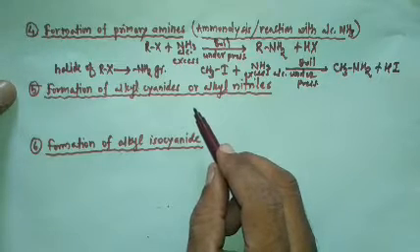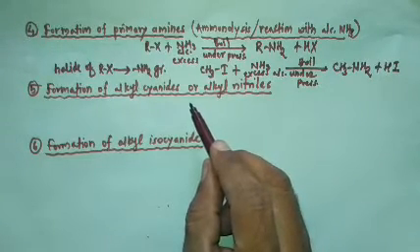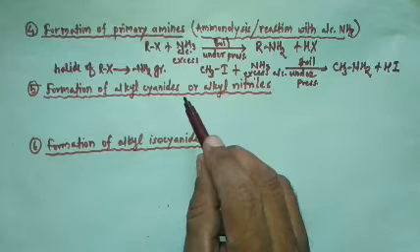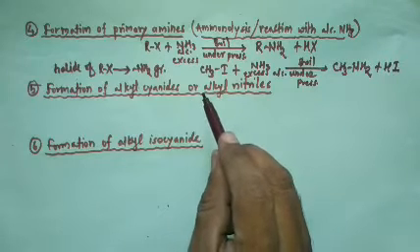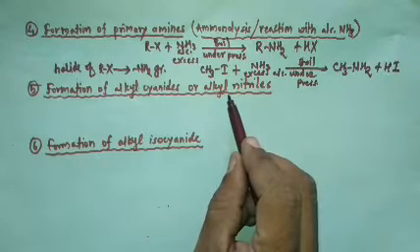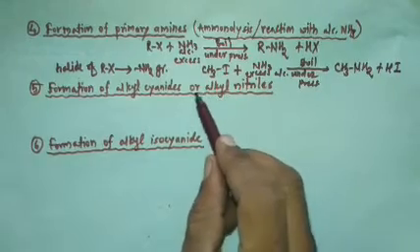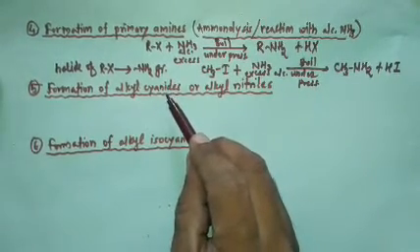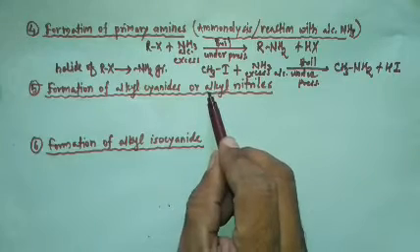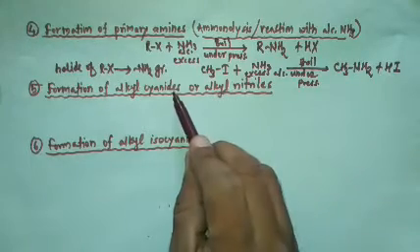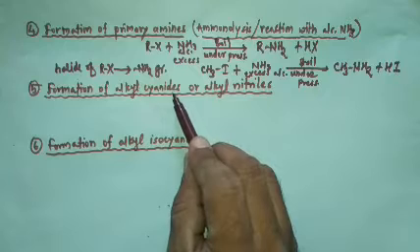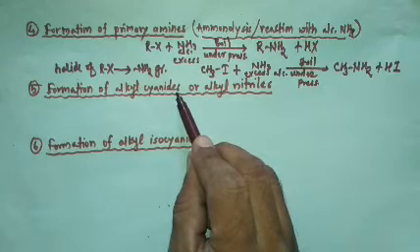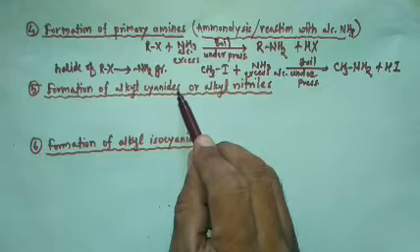Then the next reaction is formation of alkyl cyanide or alkyl nitride. You please remember that alkyl cyanides are also called alkyl nitrides. Alkyl cyanides have the general formula RCN. In between carbon and nitrogen, there is a triple bond.